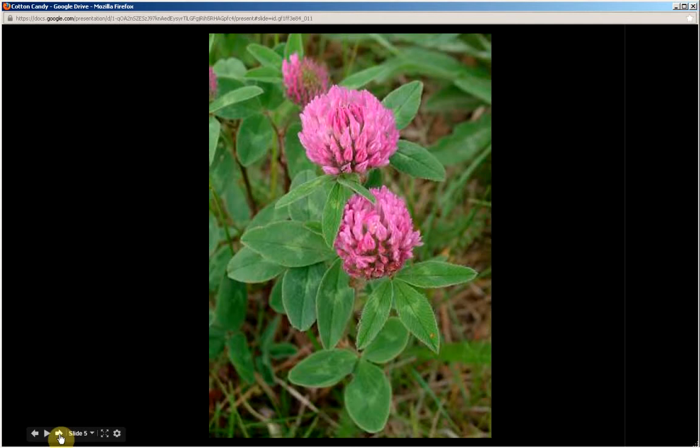The cotton candy clover we see here typically has pinkish to purplish flowers. They can sometimes be almost white. They're roundish, oval shaped. As you can see, the leaves are oblong oval. They can even be more along an oval shape as well.